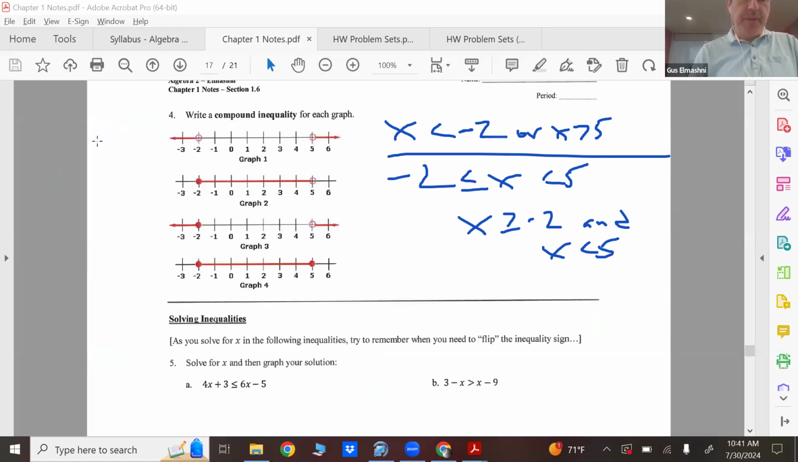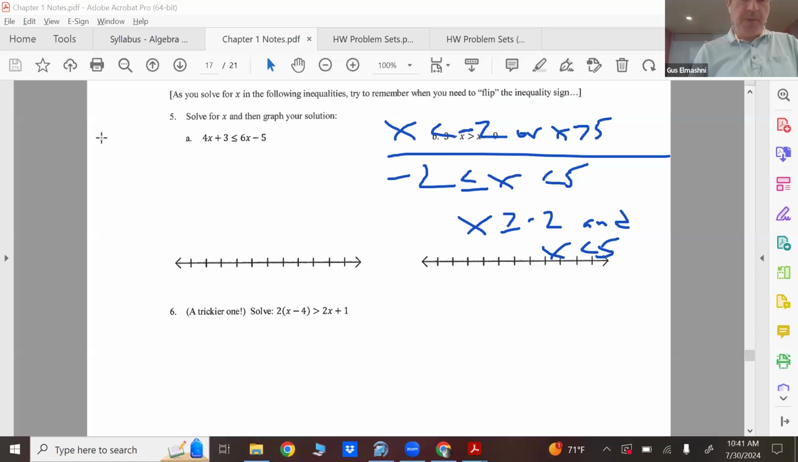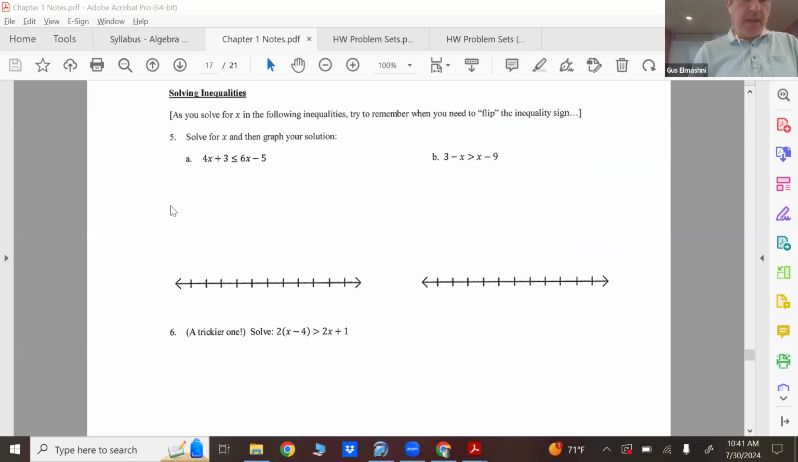Solving should be pretty straightforward. So if I do 5a, you'll move, let's say, the 6x to the left side.